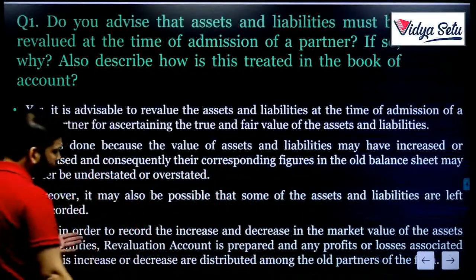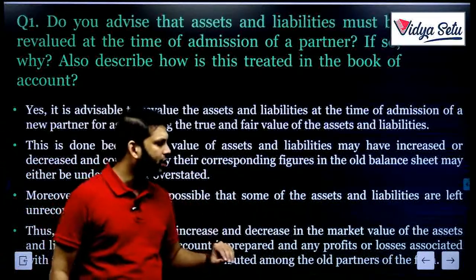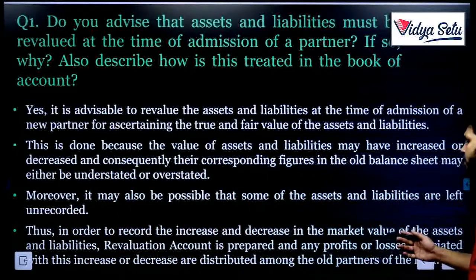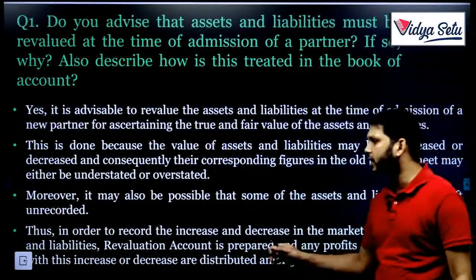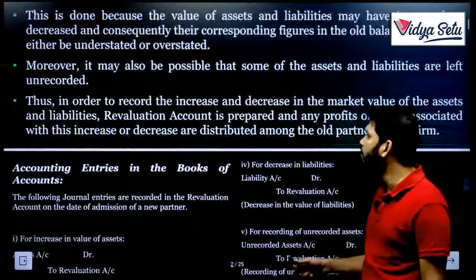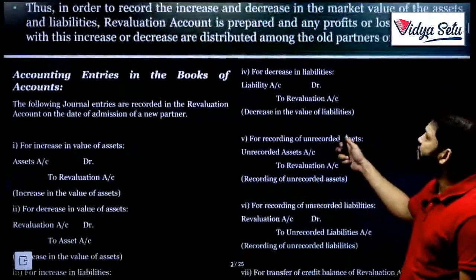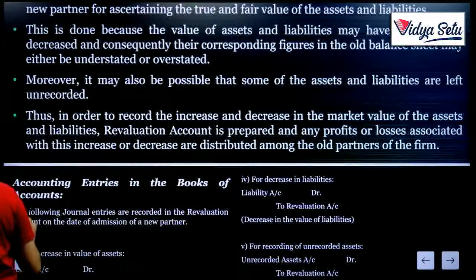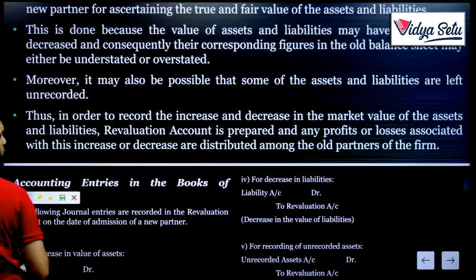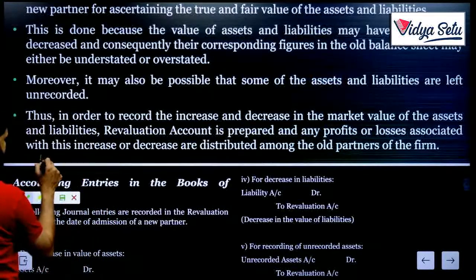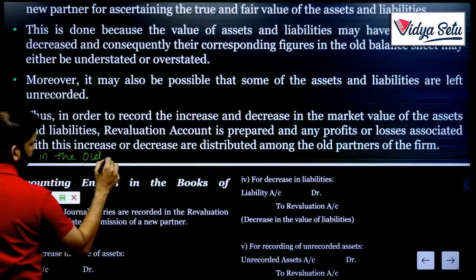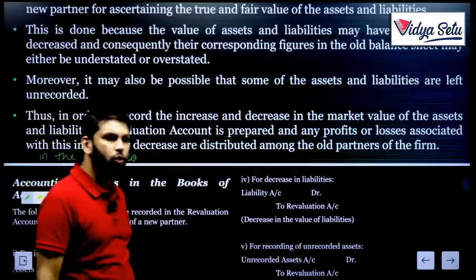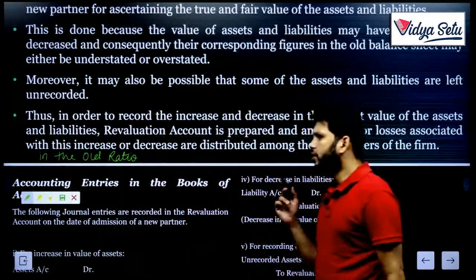Thus, in order to record the increase and decrease in the market value of assets and liabilities, a revaluation account is prepared, and any profits or losses associated with this increase or decrease are distributed among the old partners of the firm, also in the old ratio. So just write here, it will be distributed in the old ratio. So this will be distributed amongst the old partners in the old ratio.